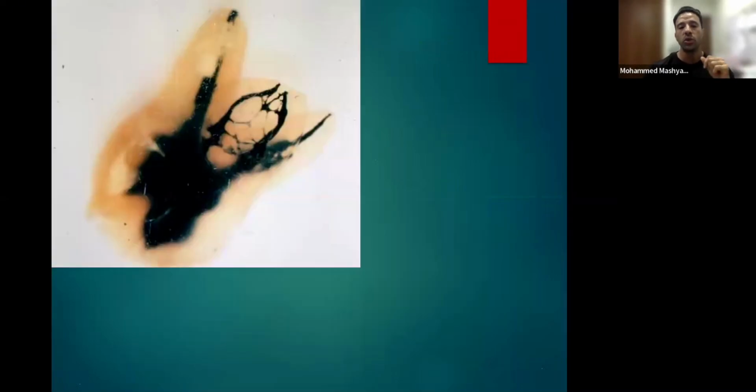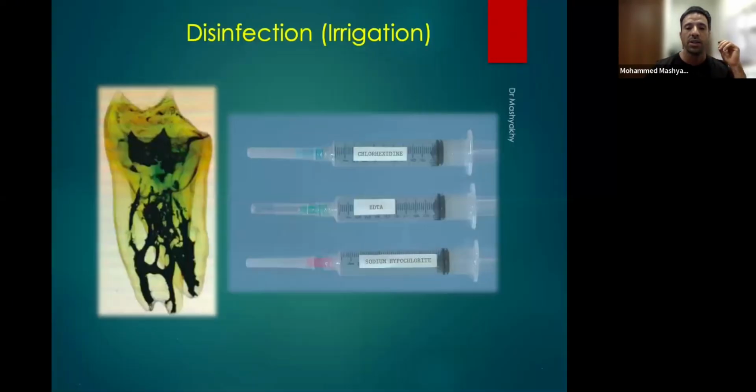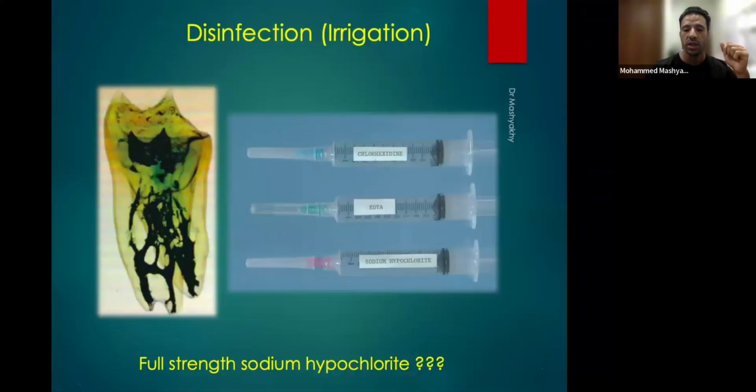This is a root canal system, how it looks after they inject some ink inside. So you see how the root canal system has so many places you will never ever reach with the file. So we rely exclusively on irrigation. For irrigation, you can use whatever you like, chlorhexidine, EDTA, sodium hypochlorite, everyone has its benefit. But sodium hypochlorite is a must.